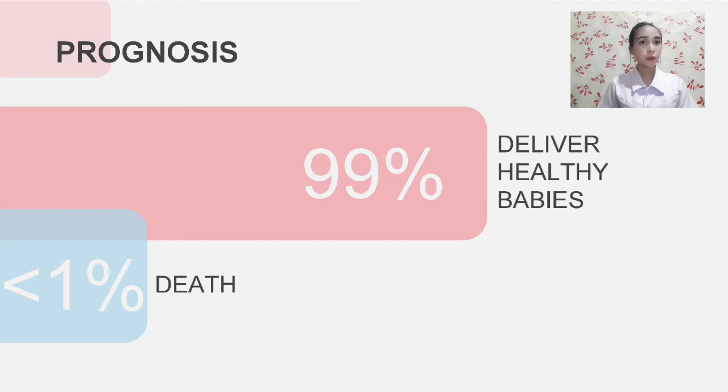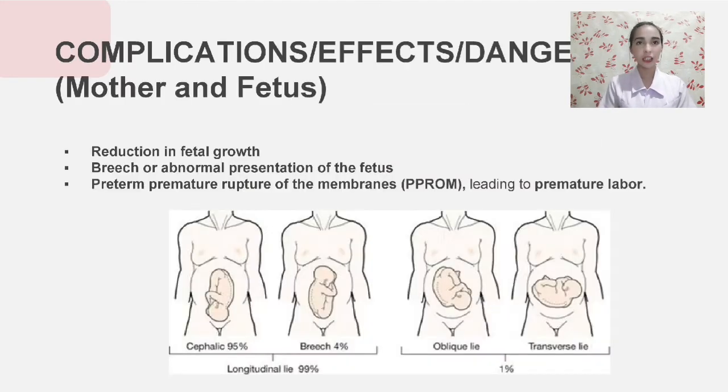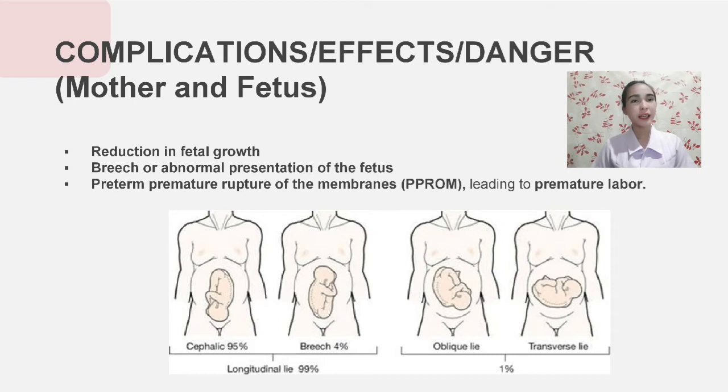The majority of women with placenta previa in developed countries will deliver healthy babies, and the maternal mortality or death rate is less than 1%. In developing countries, however, where medical resources may be lacking, the risk for mother and fetus may be higher. Placenta previa can be associated with other abnormalities of the placenta or of the umbilical cord. Some studies have shown a reduction in fetal growth associated with placenta previa, and the presence of the placenta in the lower part of the uterus makes breech or abnormal presentation of the fetus more likely.